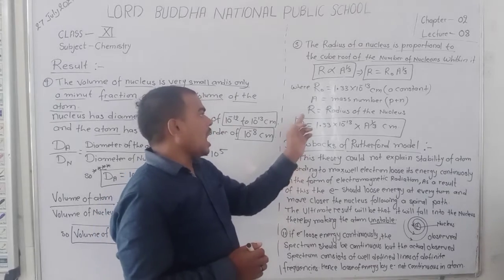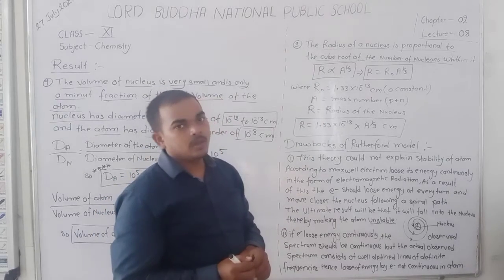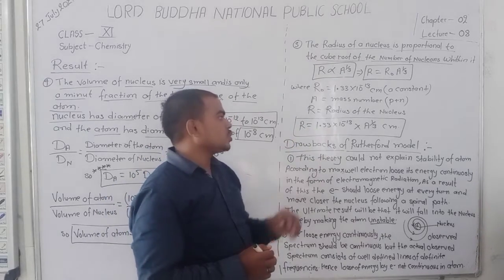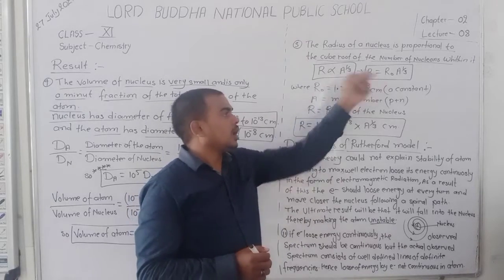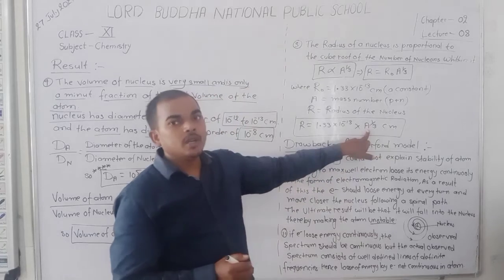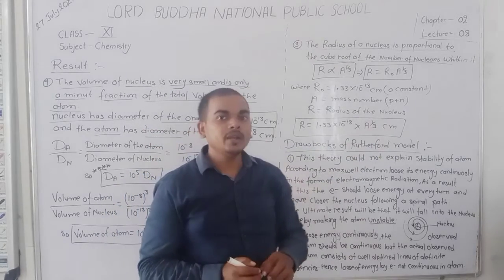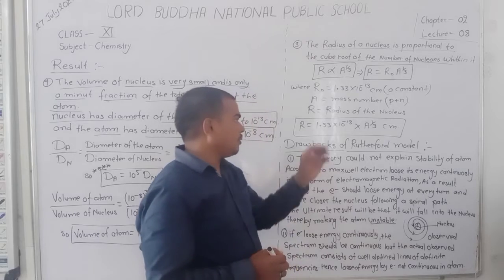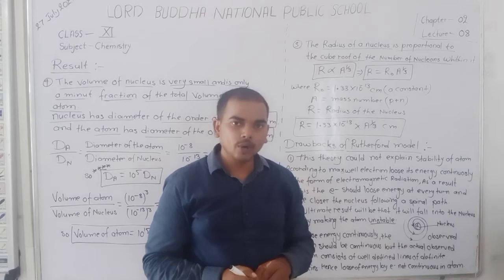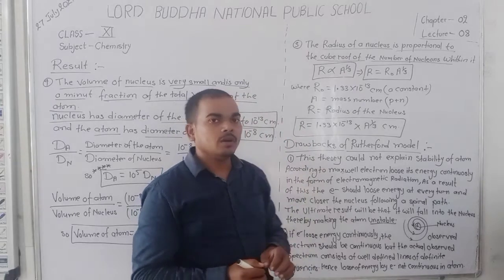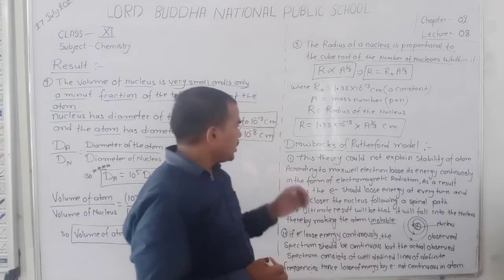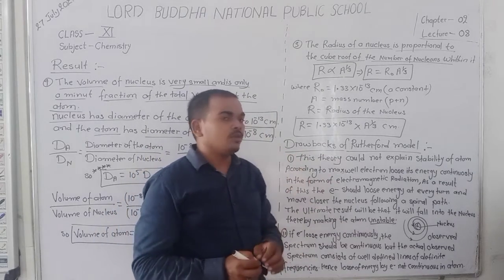Here R is the radius of the nucleus. So for finding the radius of the nucleus, you put 1.33 into 10 power minus 13 at the place of R naught, and multiply by the number of nucleons, raised to the power 1 by 3. That is the value in centimeter of the radius of the nucleus. Okay, student. So for finding the radius of the nucleus, apply this formula. Now discuss, dear student, the drawback of Rutherford model.